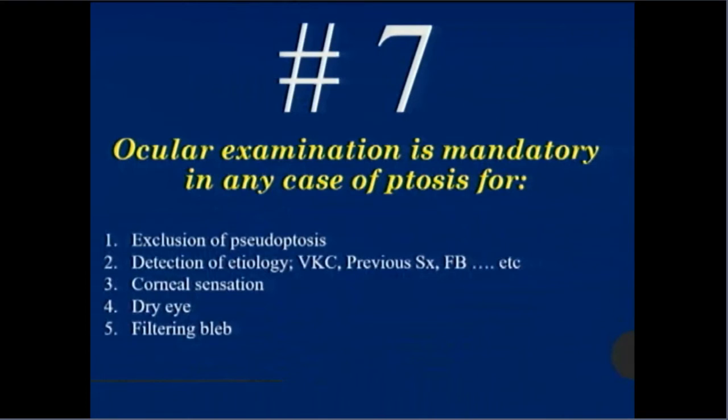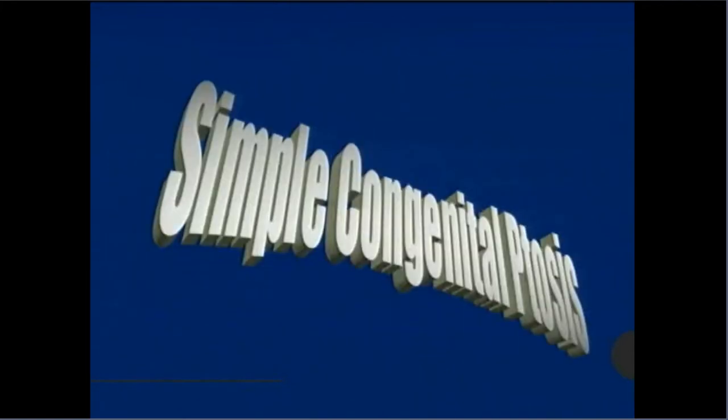You have to look at the eye to exclude pseudoptosis, to detect the etiology if the patient has vernal keratoconjunctivitis with continuous rubbing and aponeurotic element. The corneal sensation is very important because it will aggravate the condition if the patient has dry eye, or if you are thinking of Müllerectomy or transconjunctival ptosis surgery and patient had bleb. So don't jump to posterior approach. In this case, anterior approach might be of tremendous value.